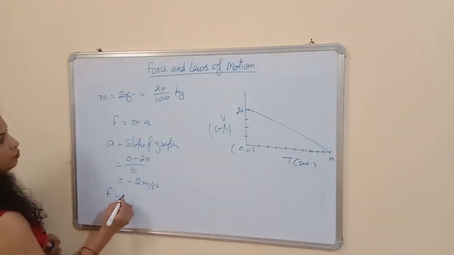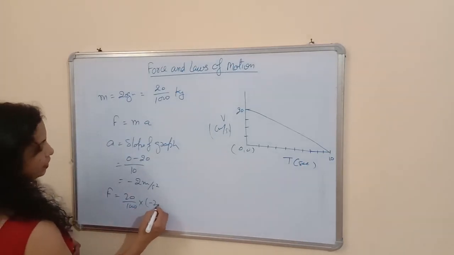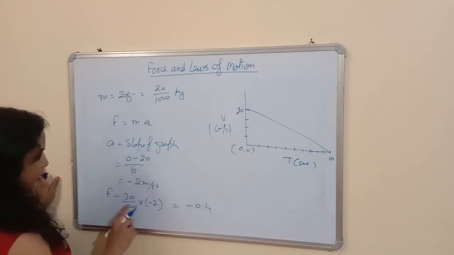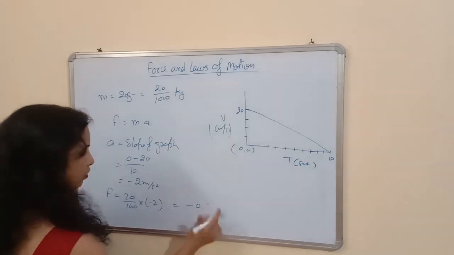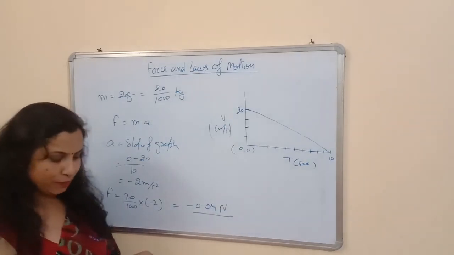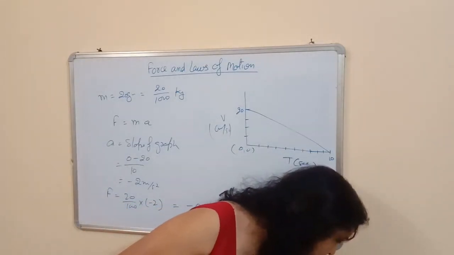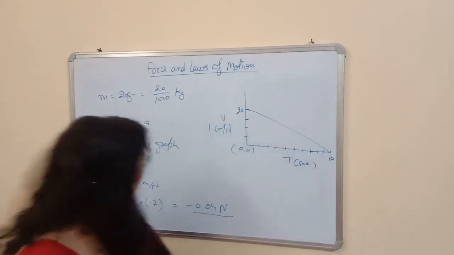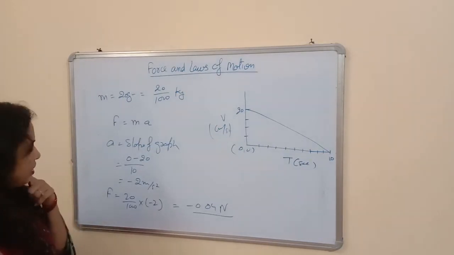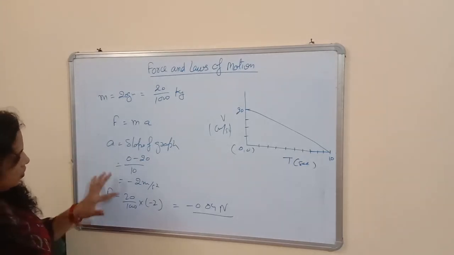So force is equal to mass, 20 upon 1000, multiplied with the acceleration, that is minus 2 meter per second square. So it is minus 0.04 Newton. The negative sign shows that the force will apply in the opposite direction of the motion of the body. Okay, it is 20 upon 1000, and this is minus 2.